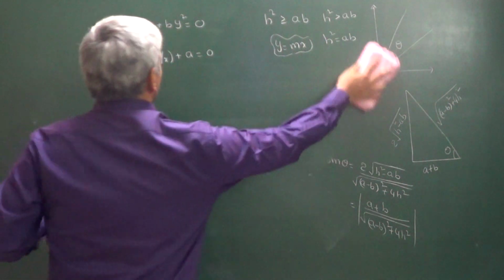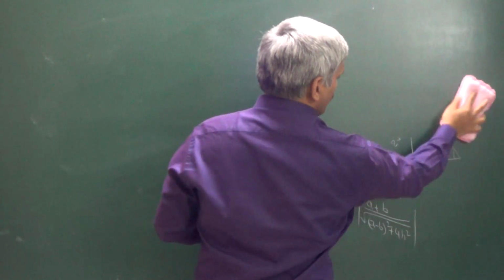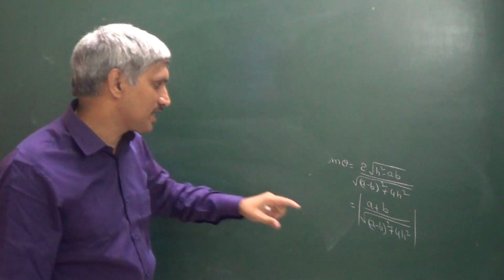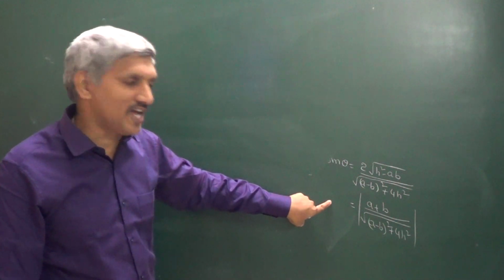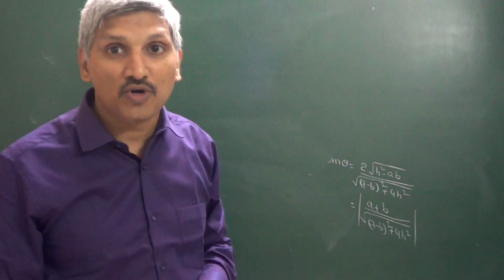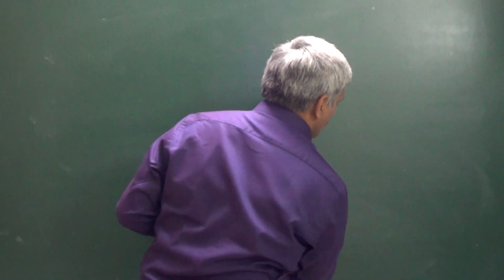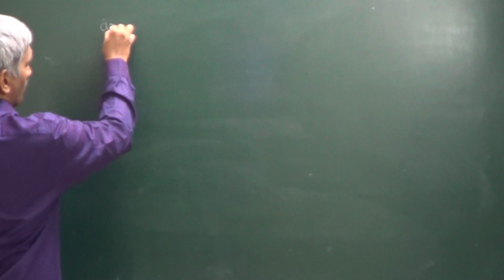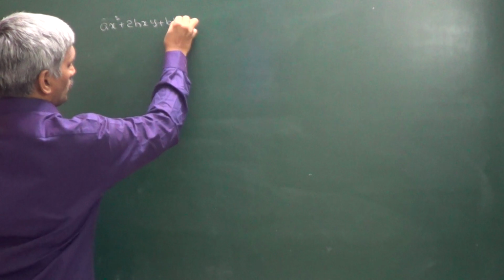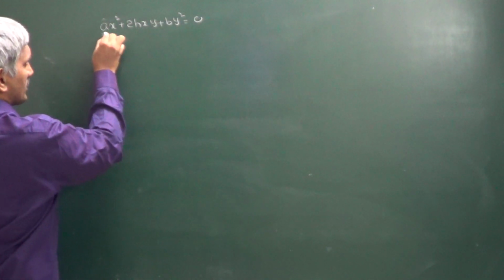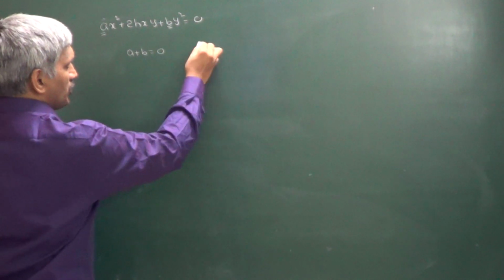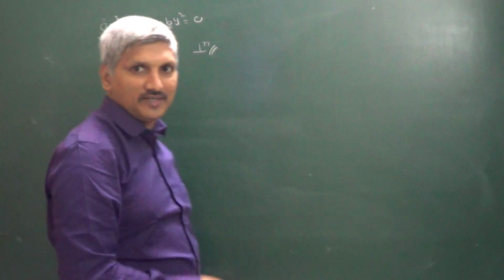At the same time, we are saying that if the two lines are perpendicular, represent two straight lines. Those two straight lines are perpendicular means theta is equal to 90. When theta is equal to 90, cos 90 becomes 0. That's why a plus b is equal to 0. Coefficient of x square plus coefficient of y square is equal to 0. Ax square plus 2hxy plus by square is equal to 0. Here, what is the coefficient of x square? a. Coefficient of y square is b. If a plus b is equal to 0, then the two lines are perpendicular.